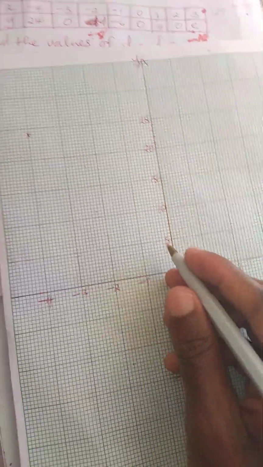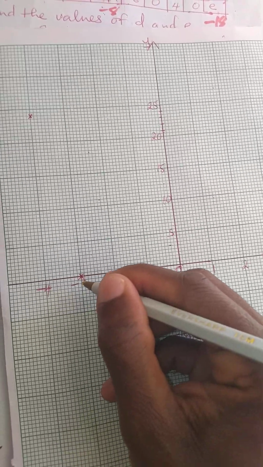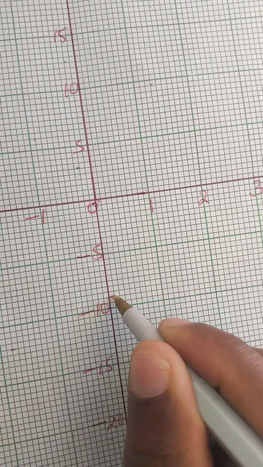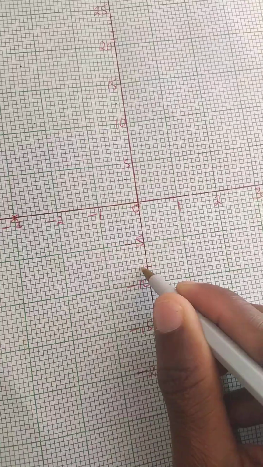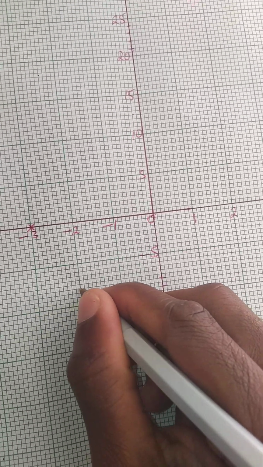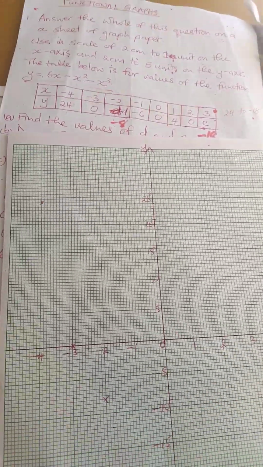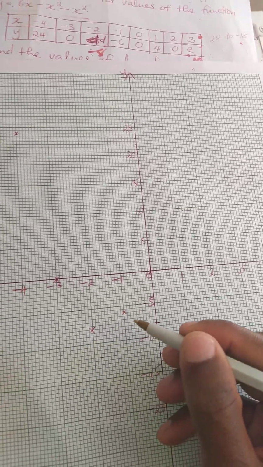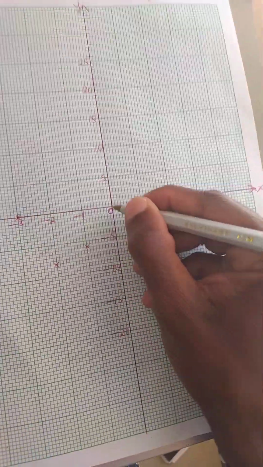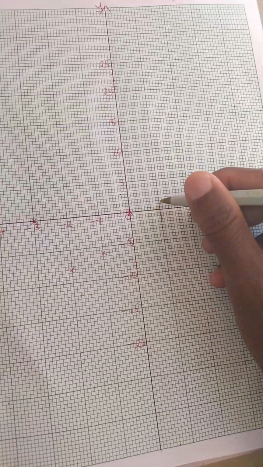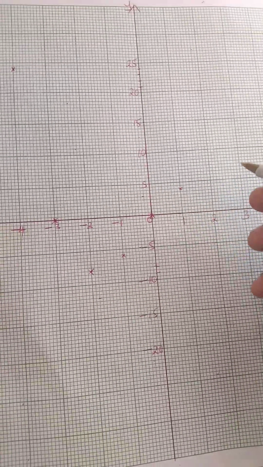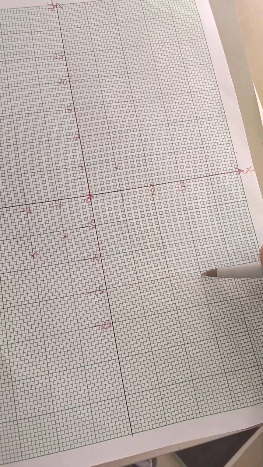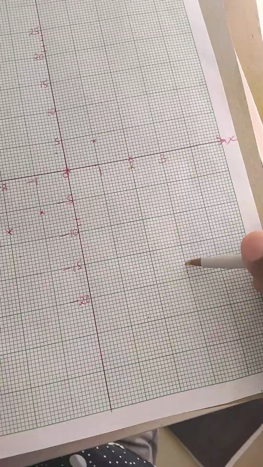Then negative 3 and 0. Negative 2 and negative 8. Here negative 9, negative 8. So here is negative 2 and negative 8. Then negative 1 and negative 6. Then 0 and 0. Then 1 and 4. Then 2 and 0. Then 3 and negative 18, negative 19, negative 18 here.